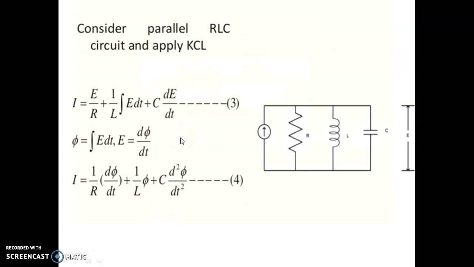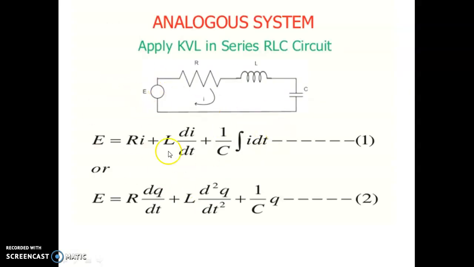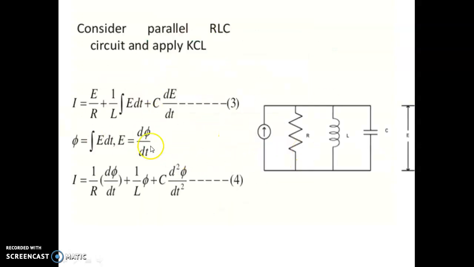Similarly, when you apply KCL to the circuit, you should apply the force current analogy. So E will be d phi by dt. So i is equal to 1 by R d phi by dt plus 1 by L phi of t. Right, integration and differentiation get cancelled. Then plus C d square phi divided by dt square. So now we came to know how to apply KVL and KCL.